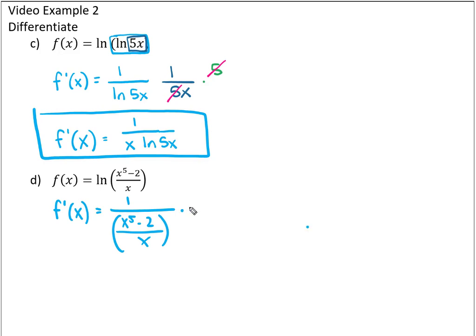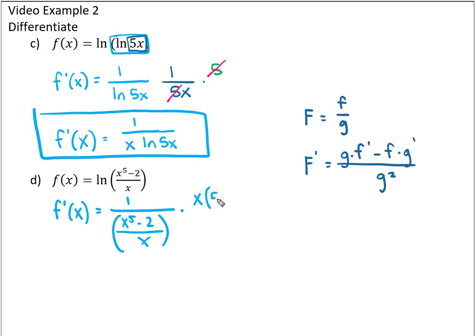Now that argument is a quotient, so we have to use the quotient rule. It's always a good idea to reference our rules, so I put the quotient rule right here. That's going to give me the denominator times the derivative of the numerator, and the derivative of the minus 2 is nothing. And then we're going to subtract the numerator times the derivative of the denominator. The derivative of x is 1. And then we're going to put this all over x squared.